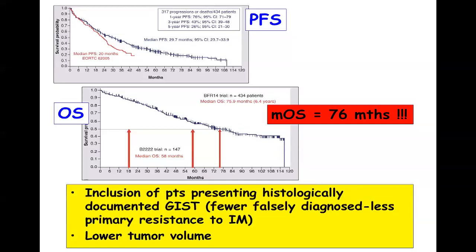We have a median PFS of nearly 30 months, better than the EORTC trial. And the median OS is around 76 months, so better than the B2222 trial with a median OS of 58 months, probably because of inclusion of patients presenting histologically documented GIST and a tumor with lower tumor volume.